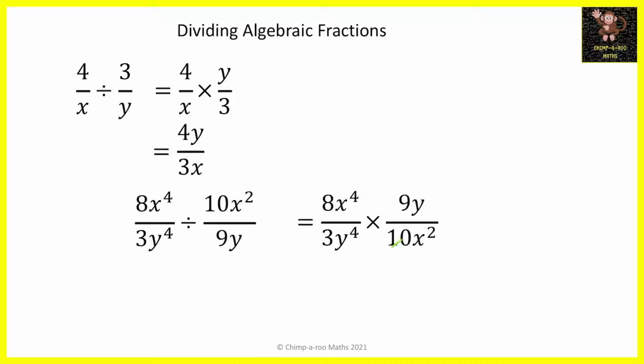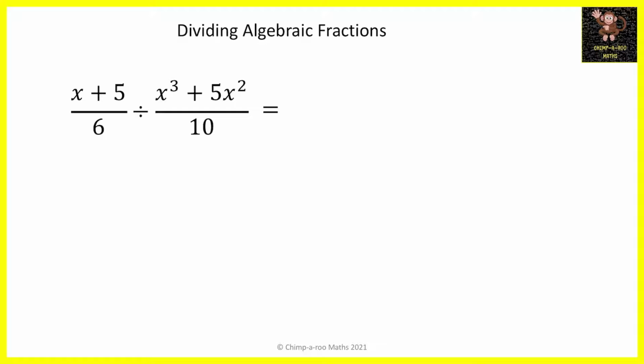Let's see. We've got 10 and 8 are both divisible by 2. x to the power 4 and x squared both divisible by x squared. 3 and 9 both divisible by 3. And then y and y to the power 4 both divisible by y. So simplify all that now, multiply together, and we have 12x squared over 5y cubed.